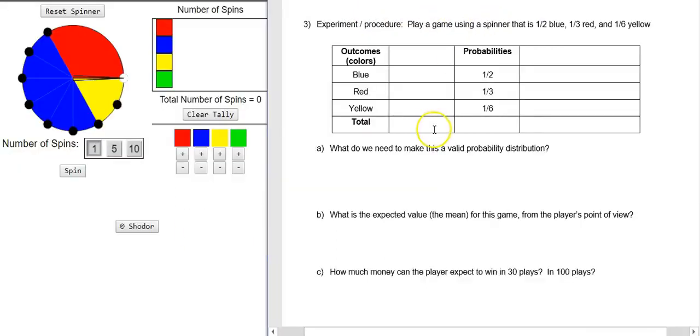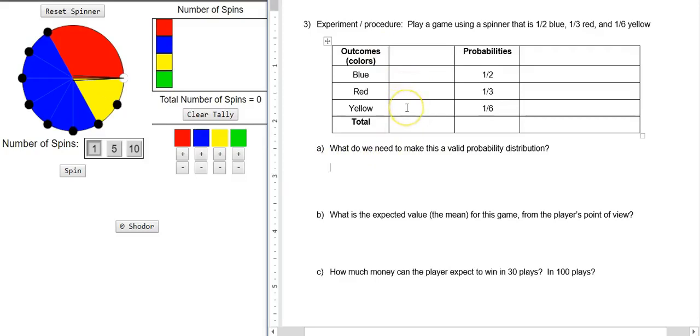Now we're going to look at a different experiment. In this one, we're going to play a game. We're going to use a spinner that's half blue, 1/3 red, and 1/6 yellow. Let's look at how we would write our probability distribution. I've got this filled in already with just the colors and the probabilities for each one.